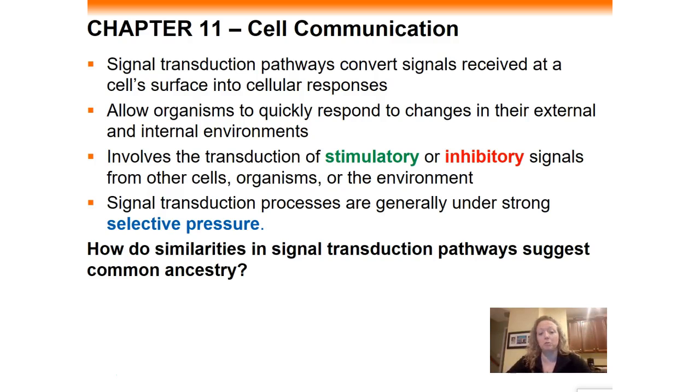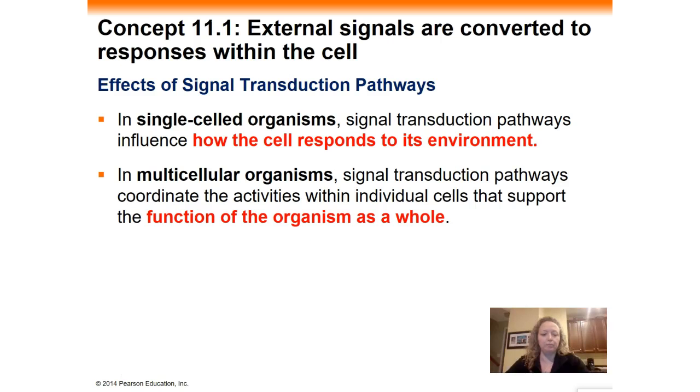Now those reactions could be stimulatory, meaning turning something on, or inhibitory, or turning something off, or stopping a process inside the cell. Because it's so important for cells to be able to respond to their environment and organisms to be able to respond to their environment, these types of processes are always under a lot of selective pressure. So what we'll notice is that many organisms have similar signal transduction pathways. So whether it's a bacteria or an animal, we'll see similar signal transduction pathways, which ultimately shows common ancestry.